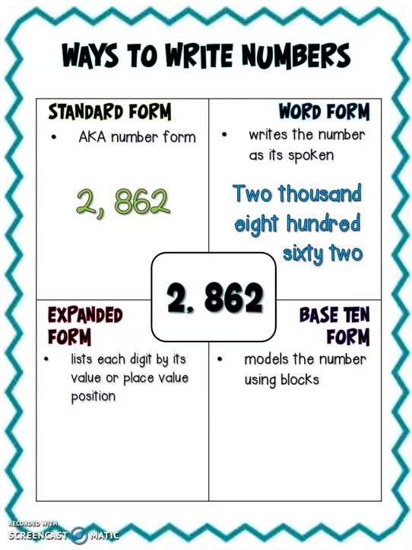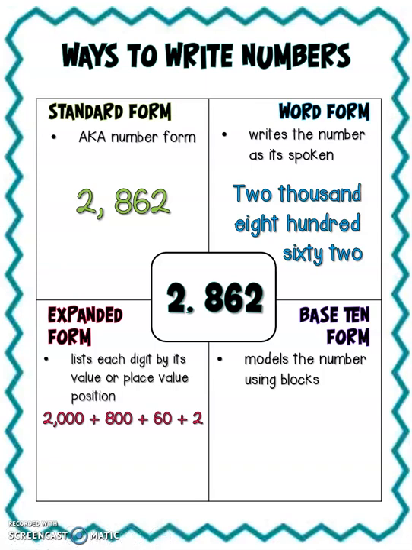So if we're taking each of these digits, the 2, the 8, the 6, and the 2, and writing them out by their values, one way we could write that would be by saying 2,000 plus 800 plus 60 plus 2, because I start by looking at the first 2 in the thousands place, plus the 8 in the hundreds place, plus the 6 in the tens place, and finally plus the last 2 in the ones place.